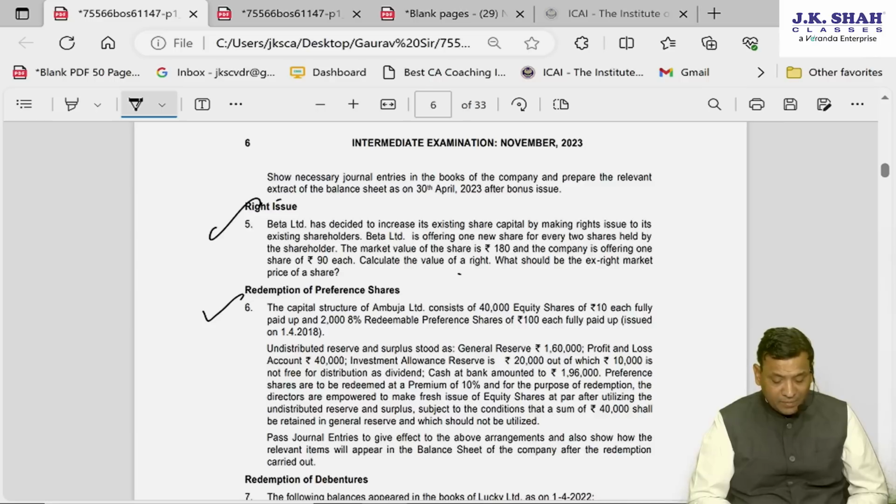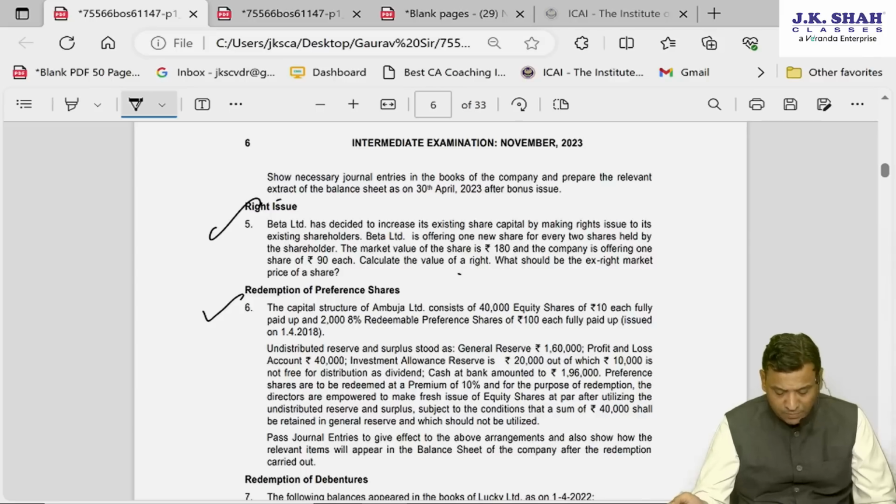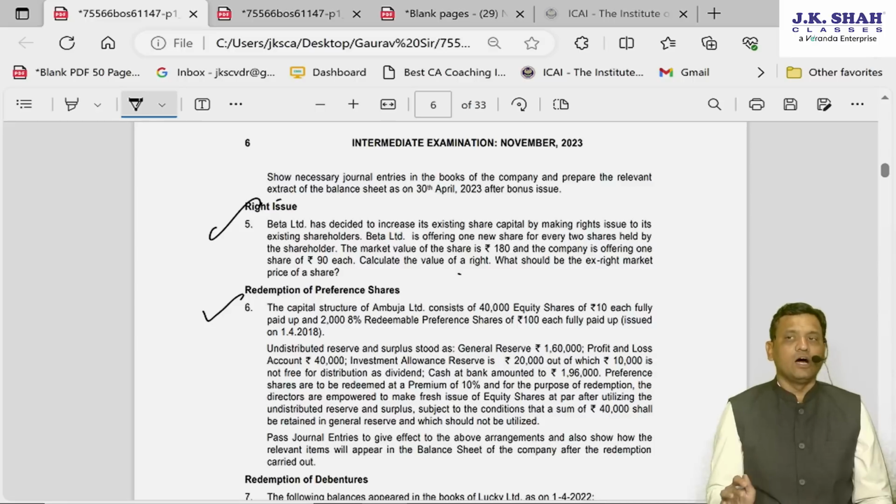Preference shares are to be redeemed at a premium of 10%. For the purpose of redemption, the directors are empowered to make a fresh issue of equity shares at par after utilizing the undistributed reserves and surplus, subject to a condition that a sum of 40,000 shall be retained in general reserve and which should not be utilized. Pass journal entries to give effect to the above arrangement and also show how the relevant items will appear in the balance sheet of the company after redemption is carried out.